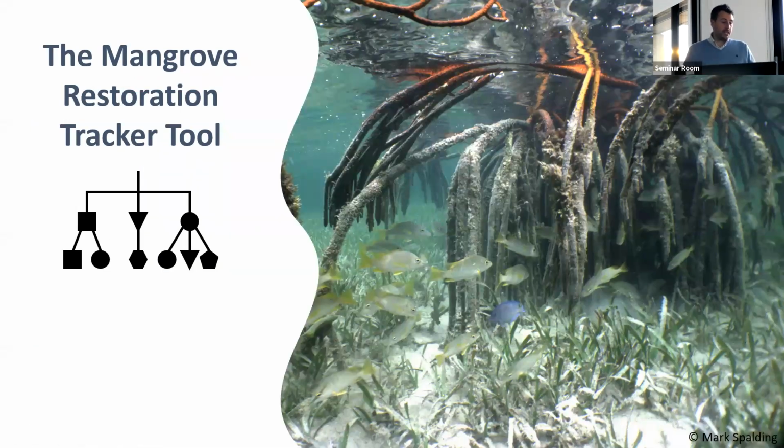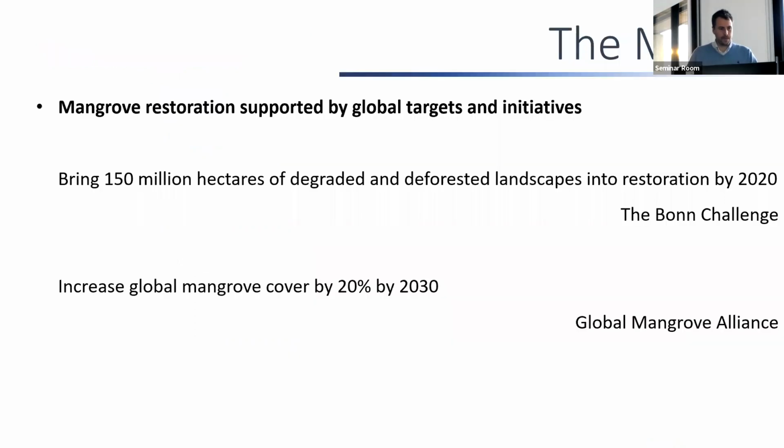Okay, I'm going to finish off with moving scales completely from big global scale analysis to much more local scale analysis, but hopefully done at the global scale. So I'm going to talk about what's called the Mangrove Restoration Tracker Tool. It's shortened to MRTT for ease throughout the rest of the presentation. That's what I'm talking about.